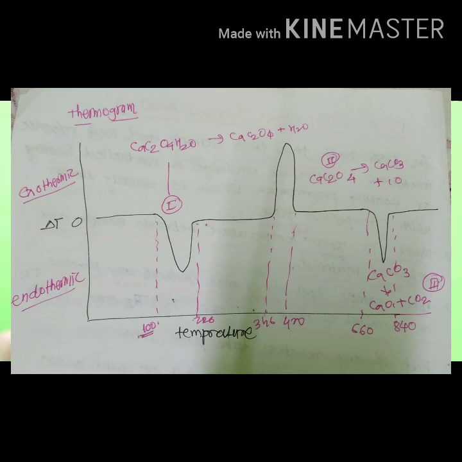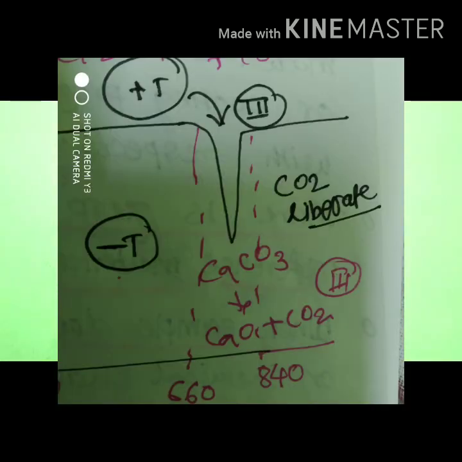Then again it returns to the baseline, so it is cooling at that point, and the temperature is the same, delta T equal to 0. Again at 660 degrees Celsius, calcium oxalate loses carbon dioxide, and it is an endothermic reaction. So these are the thermograms and the basic principle of DTA.